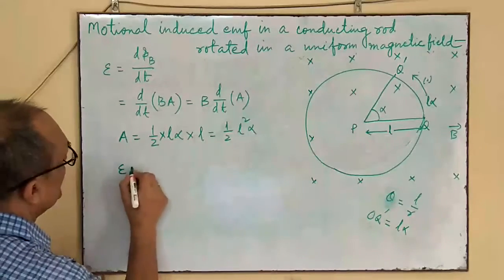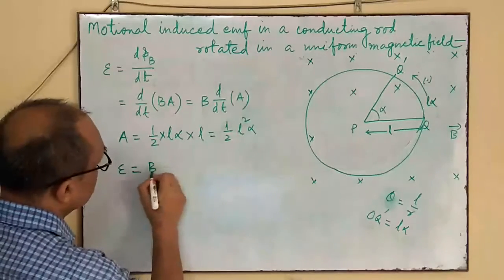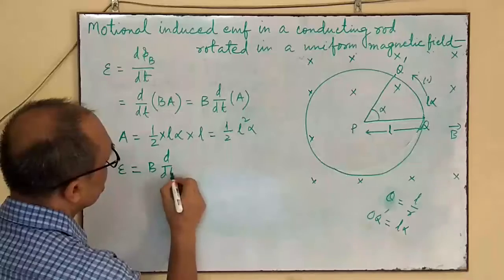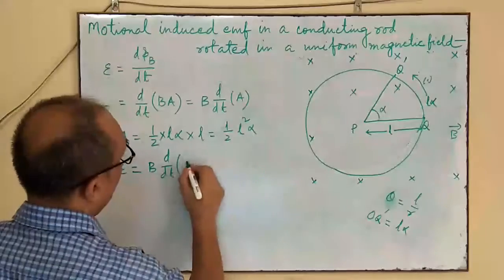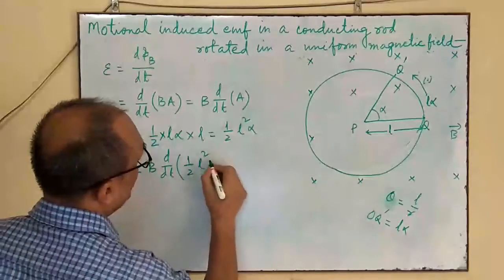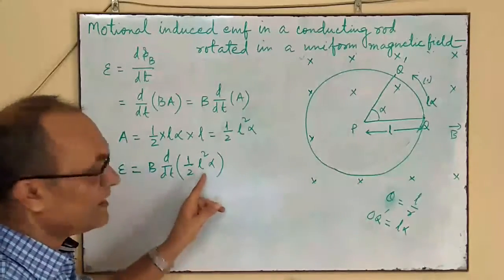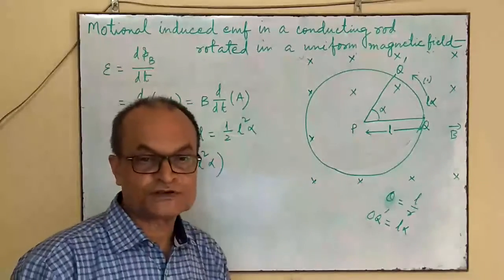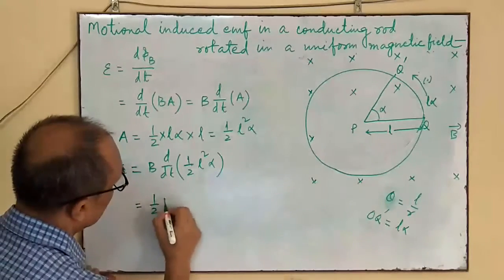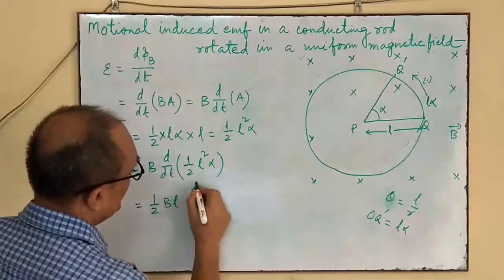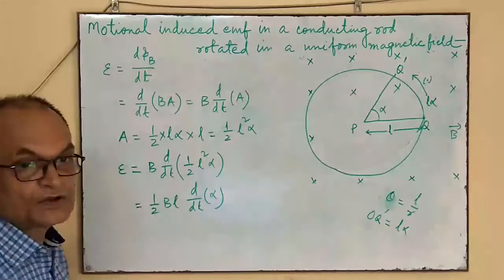So induced EMF is equal to this. This equals B d by dt, and in the place of A we will write this half L square alpha. We know that half and L square are constant, so we will bring them outside: half B L square, then d by dt of alpha.